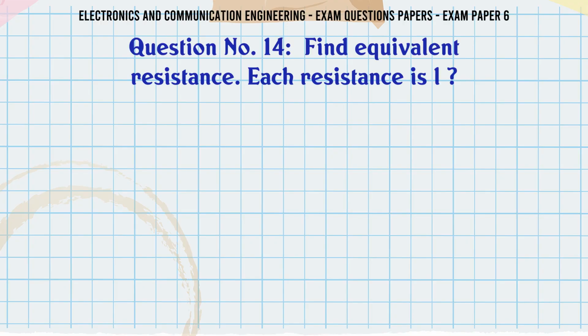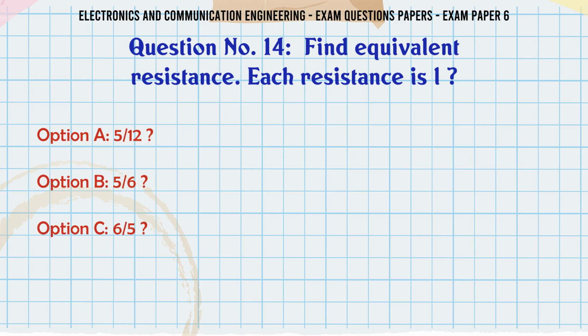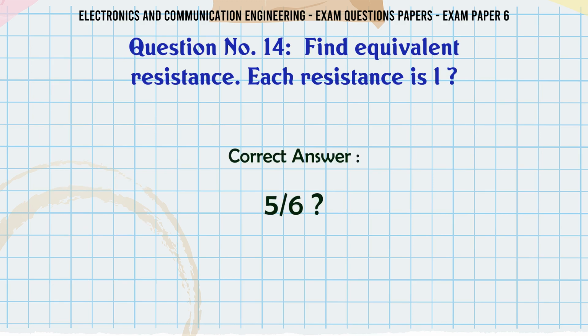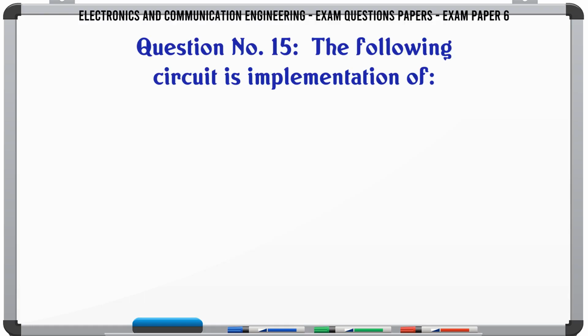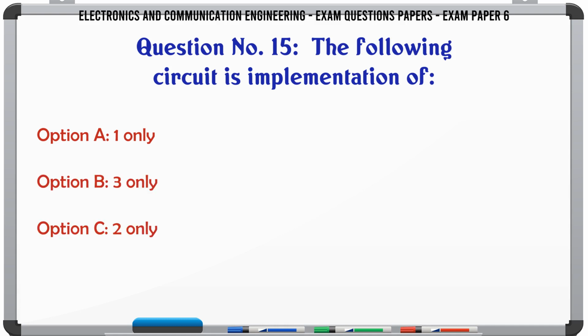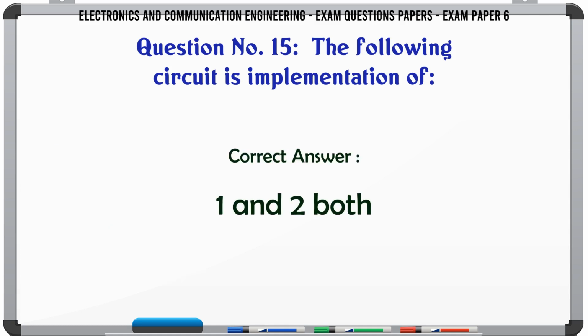Find the equivalent resistance. Each resistance is R. A. 5/12. B. 5/6. C. 6/5. D. 6/10. The correct answer is 5/6. The following circuit is an implementation of: A. 1 only. B. 3 only. C. 2 only. D. 1 and 2 both. The correct answer is 1 and 2 both.